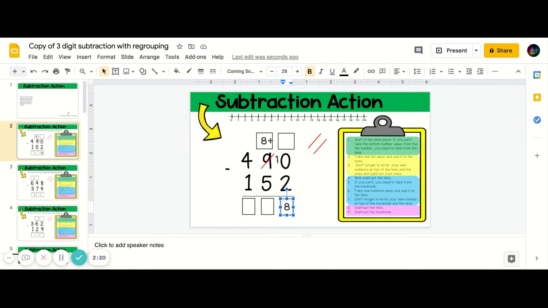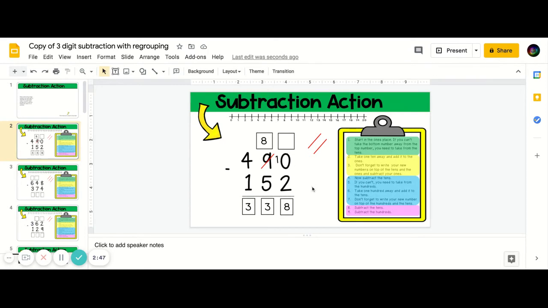We have 8 tens minus 5 tens, or simply 8 minus 5. What is 8 minus 5? Yeah, 3. Good job. Let's move into the hundreds position. We have 4 hundreds minus 1 hundred, or 4 minus 1. And what is 4 minus 1? That's right, it's 3. And we have no other digits to borrow from, and we don't need to. So 490 minus 152 equals 338.